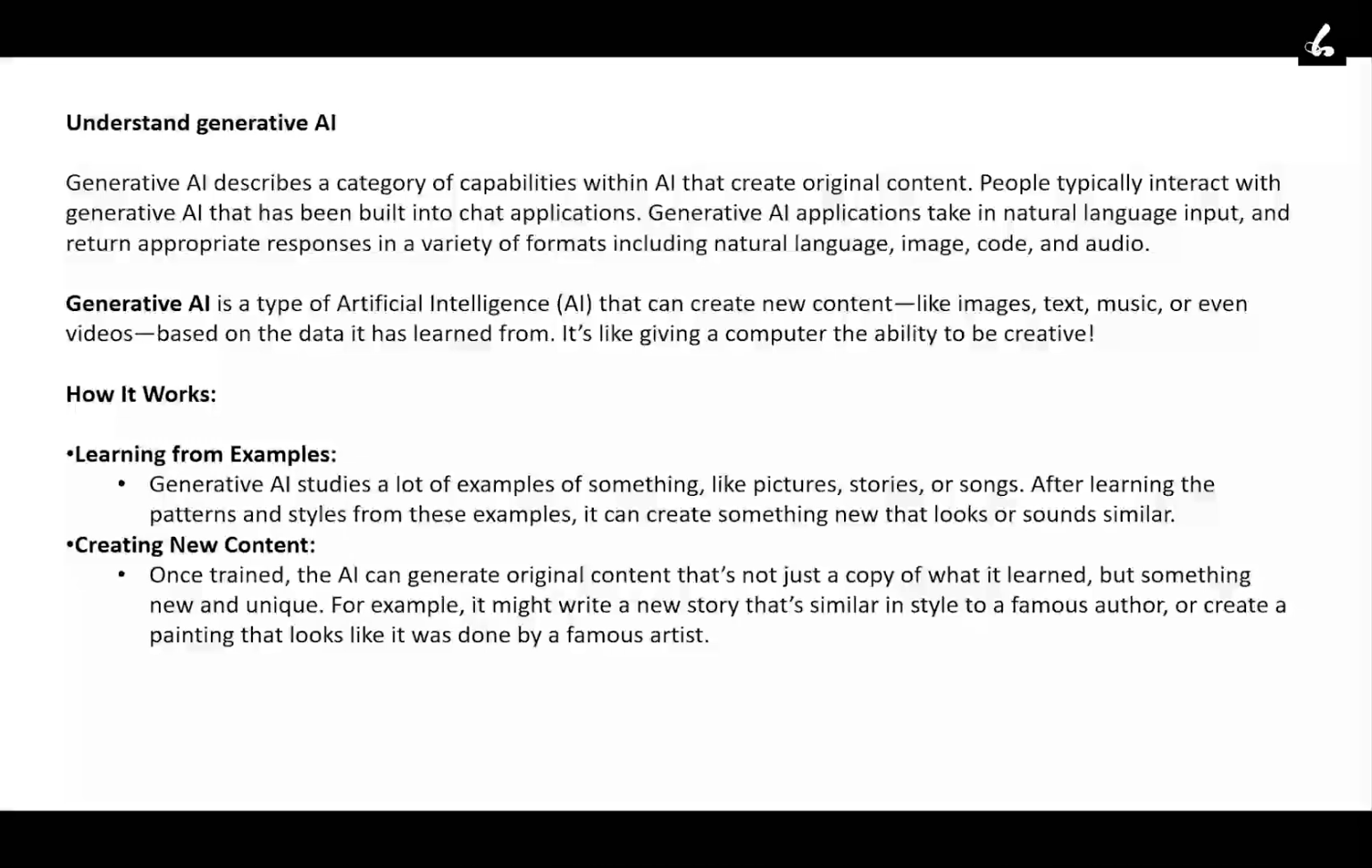Now, how does it work? It learns from examples. Generative AI studies a lot of examples of something, like pictures, stories, or songs. After learning the patterns and style from these examples, it can create something new that looks or sounds similar. So learning is the key point for generative AI.